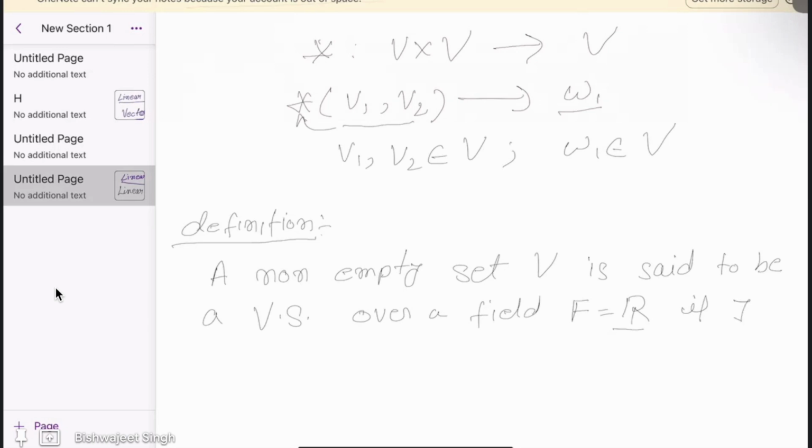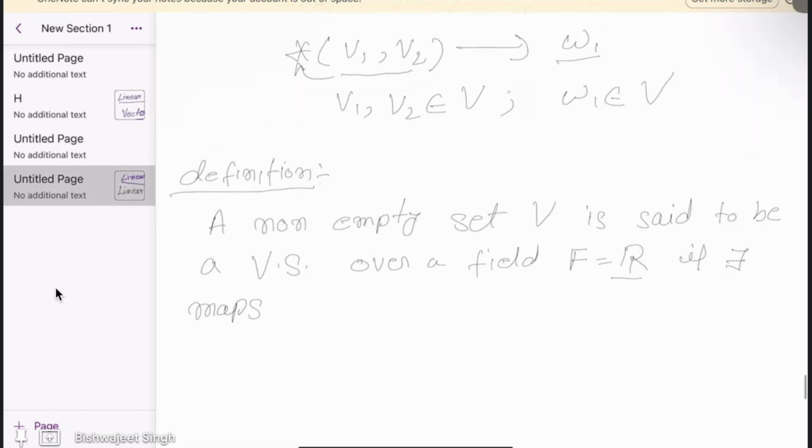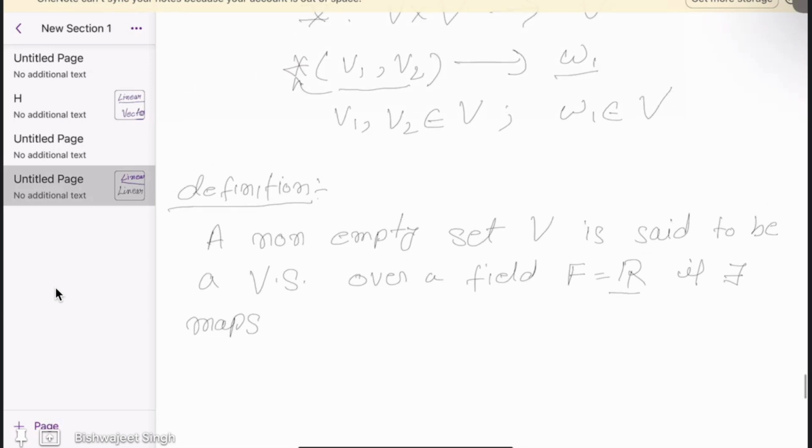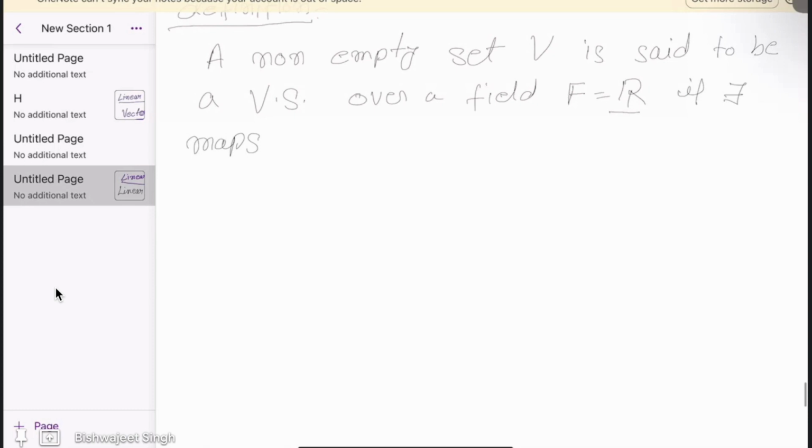So if there exist maps, meaning functions or operations, whatever we can call them. We are going to define two functions here. Earlier in group theory we generally used to take only one function or one map, right? But here we are going to define two functions. The first function, we denote it as plus. It is a function that will take some value of V cross V and map it to V, right?